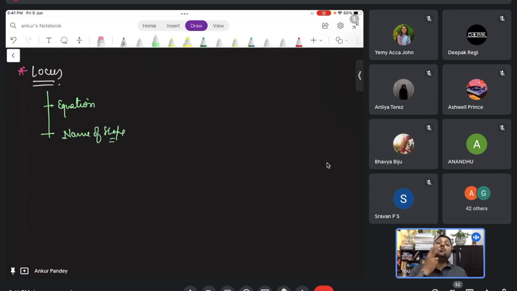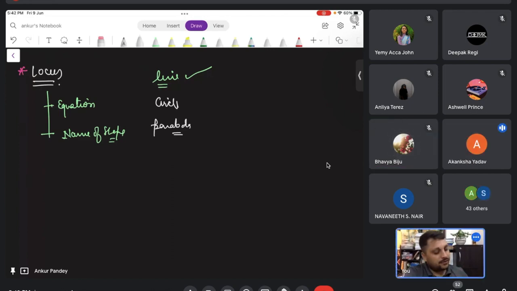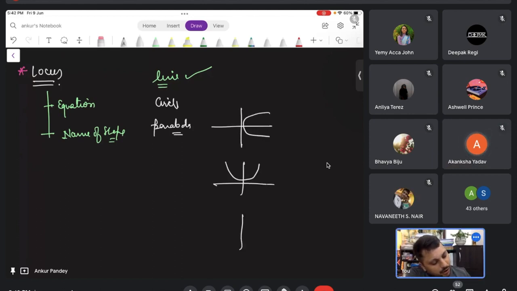In mathematics, in two-dimensional coordinate geometry, we have got systematically labeled 6 shapes. What are these 6 shapes? Please make a note of it. Shape of a line. You know what a line looks like. Shape of a circle. You know how a circle looks like. Shape of a parabola. Do you know how a parabola looks like? Yes, sir. Very good. The U shape, either this way or this way or downward or leftward. All these 4 are different varieties of parabola.